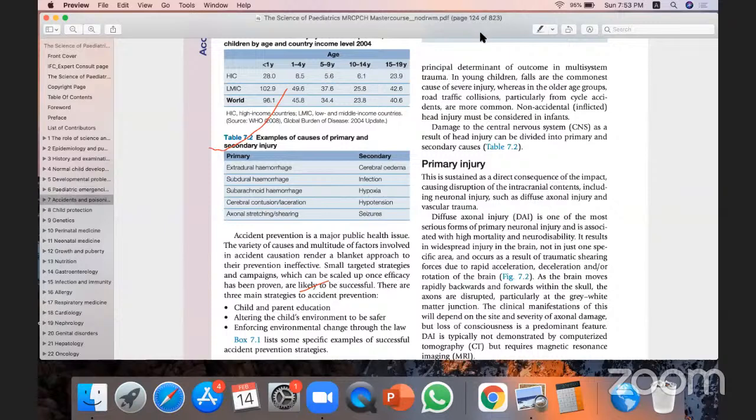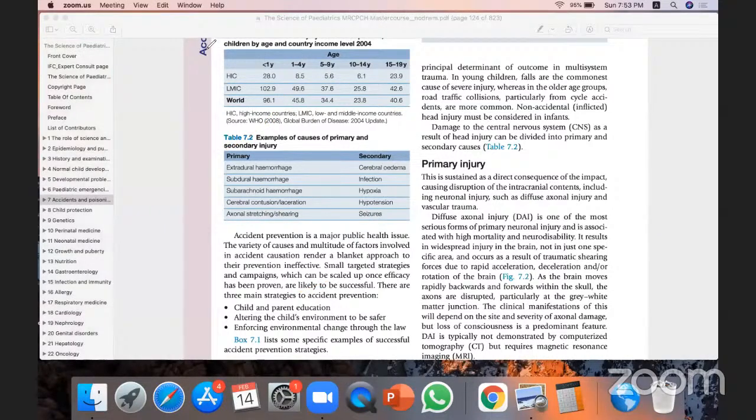That's why we may not know that the child has injury. But in subdural hemorrhage, the child will present with headache, blurry vision, and he will complain of something. That's why we can understand there may be some pathology, but in extradural we may not understand. So this paragraph is important: primary and secondary injury.